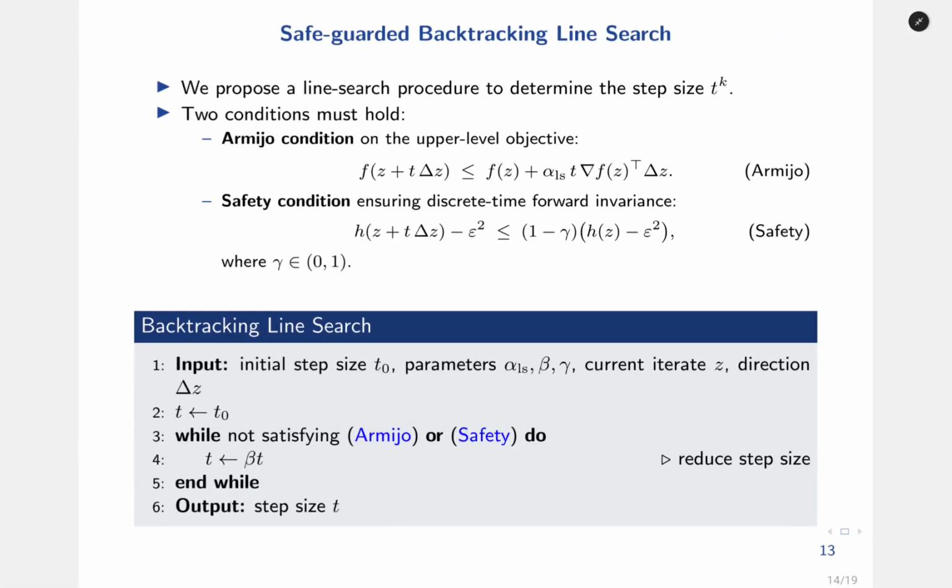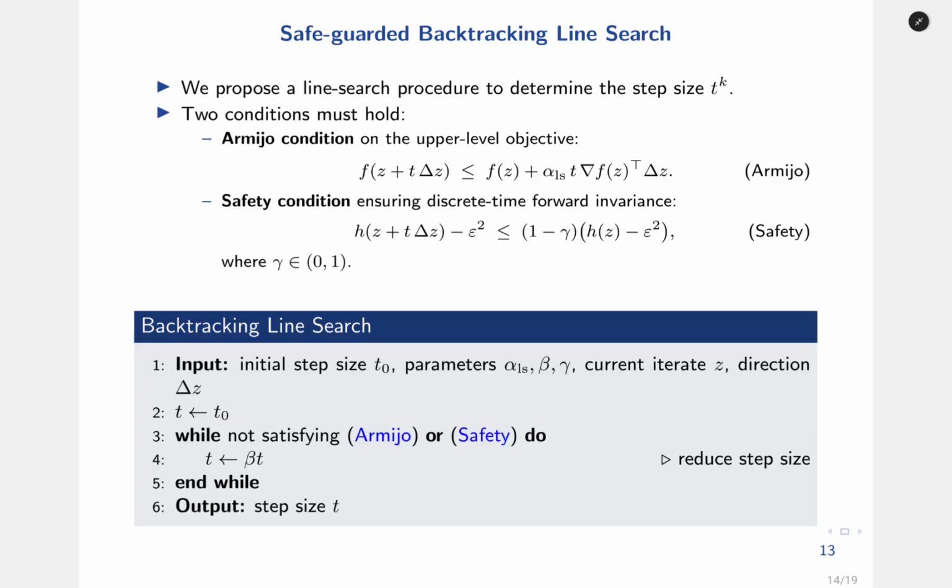Once we compute the update direction from the QCQP, the remaining question is how to choose the step size that is both safe and effective. To address this, we design a backtracking line search procedure that enforces two conditions simultaneously. First is the classical Armijo condition from optimization. This condition ensures that the upper level objective decreases sufficiently along the direction delta z. If the condition is not satisfied, we shrink the step size.